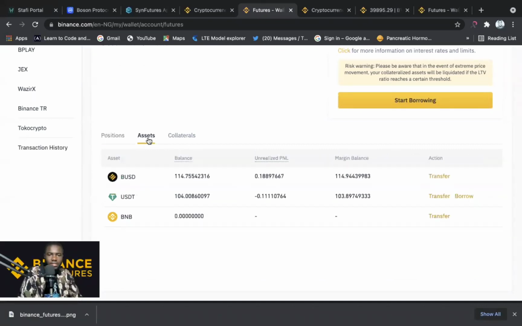When you go here, you click on assets, and you can see your BUSD here, and you can see your USDT, right? You can also see the unrealized profit and loss for each of the perpetual contracts you are currently in. So this is for BUSD and this is for USDT, right?